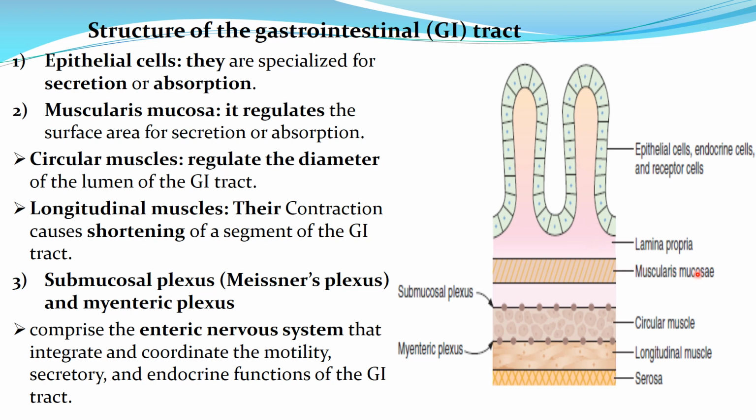Also we have the muscularis mucosa. The muscularis mucosa is mainly involved with the surface area of the GIT. Then we have two layers of muscle, circular and longitudinal muscle layers. And if you have a look here, we have two layers of nerve fibers, which are called the submucosal plexus and myenteric plexus. We will explain the functions of these structures later.